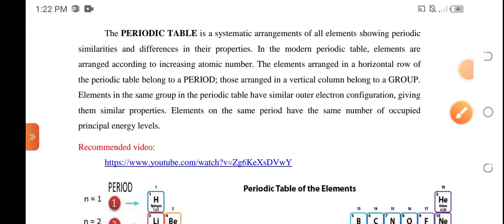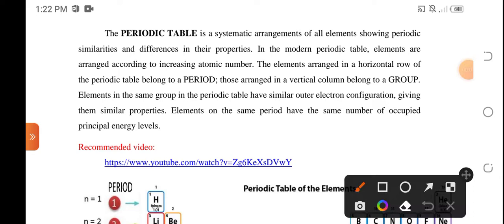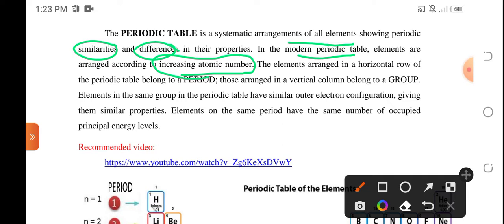Okay, so the periodic table is a systematic arrangement of all elements showing periodic similarities and differences in their properties. In our modern periodic table, the elements are arranged in increasing atomic number. Take note that walang magkaparehong elements, walang elements na may kaparehas na atomic number. This atomic number is unique for each element. Walang magkaparehas.